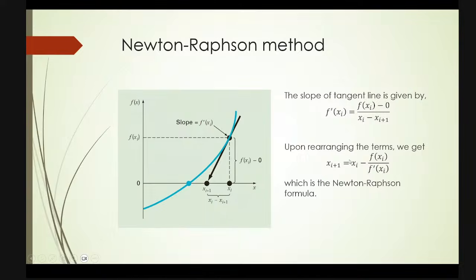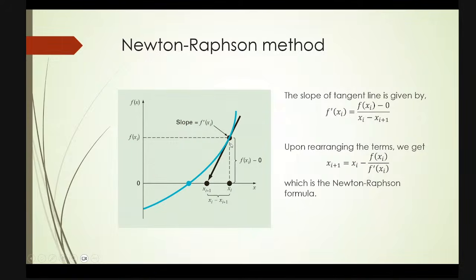When we rearrange these terms, we get the equation xi+1 = xi - f(xi)/f'(xi). We will be using this formula repeatedly to reach the solution of the equation f(x) = 0. We will be using this equation until the difference xi+1 - xi is sufficiently small. Then we can consider the value xi+1 as the solution of the equation f(x) = 0.